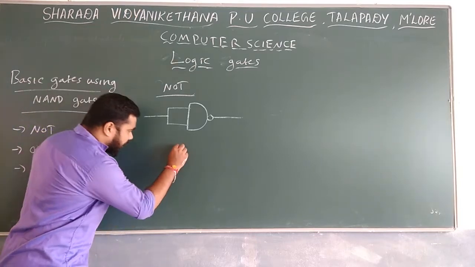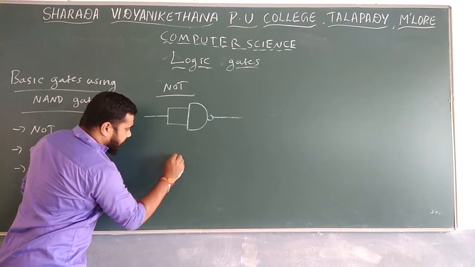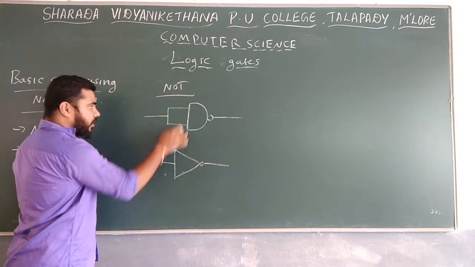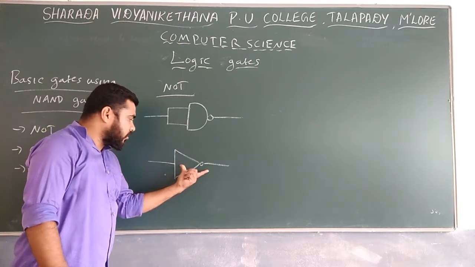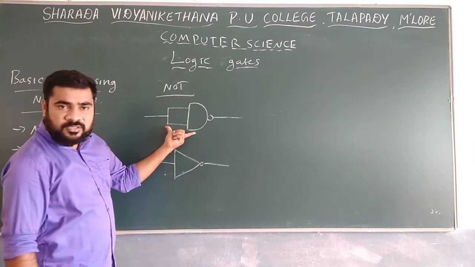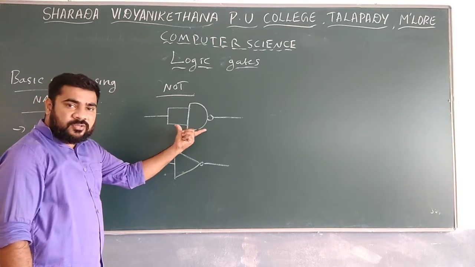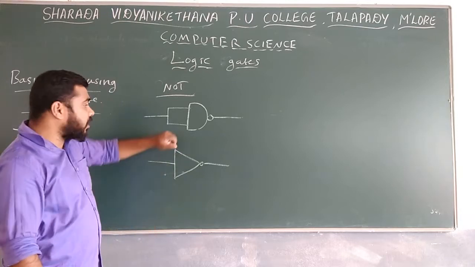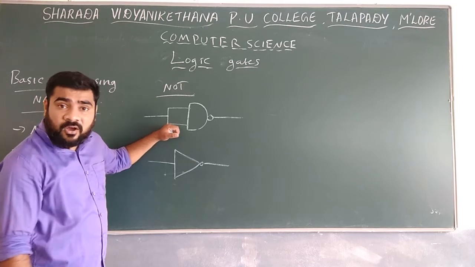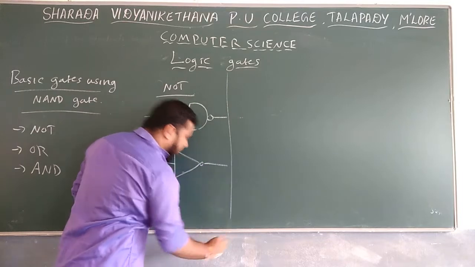So the NOT gate we write like this. This is a NOT gate. So this is equivalent to this one. This is equivalent to the NOT gate. Only one input and one output will be there. Instead of the NOT gate, we can use this NAND gate. So this is equal to the NOT gate. This is the NOT gate construction using the NAND gate. By using only the NAND gate, it is possible to construct the NOT gate.